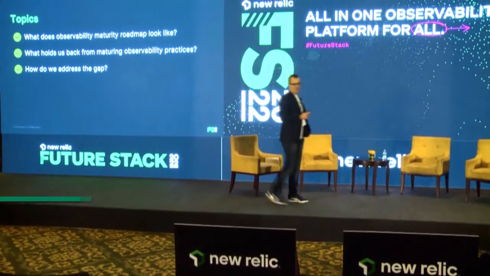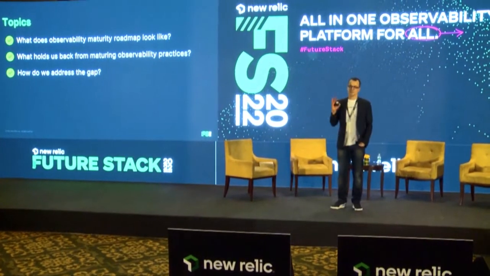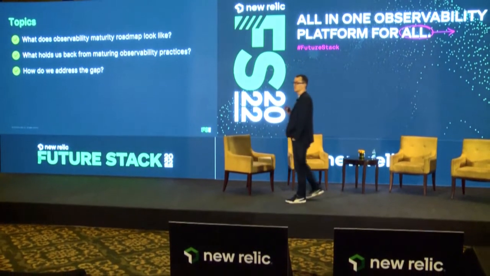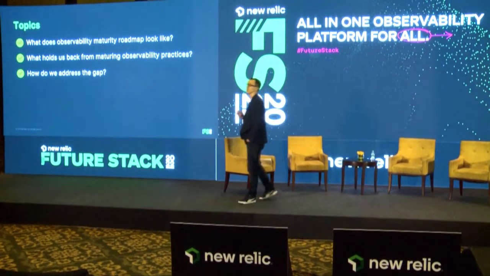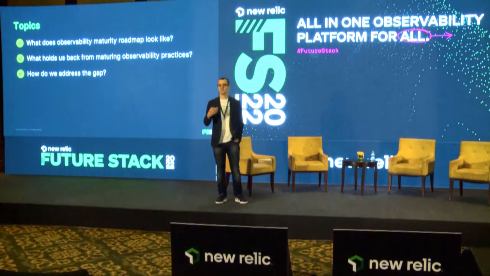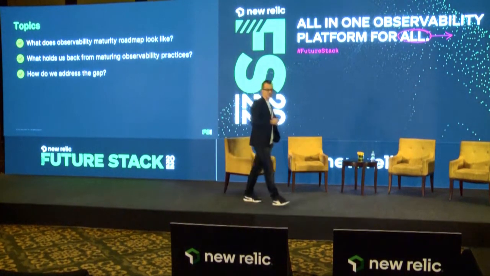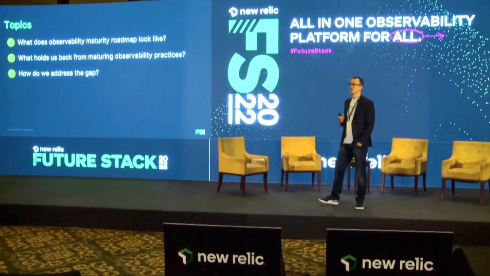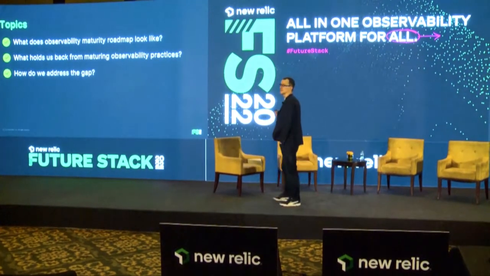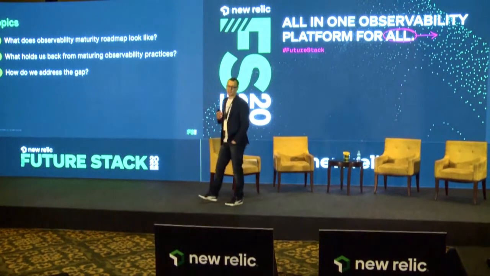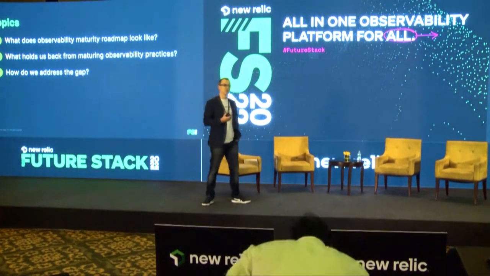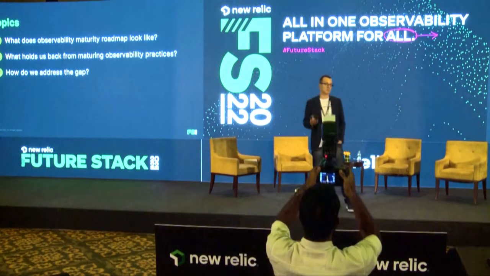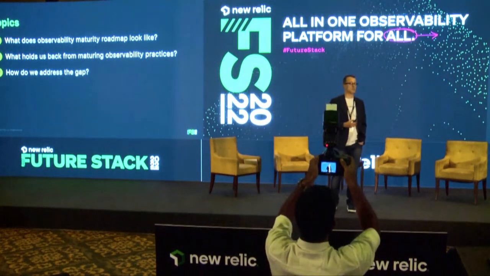So what I'm going to talk about specifically is help you answer 3 key questions. What does an observability maturity roadmap look like, right? And how do you progress in your capabilities? And what holds us back from maturing that particular practice and the things we want to get to? And how do we address the gap? Because ultimately, we want to go from good observability to great observability, and we want to maximize our investment with New Relic.